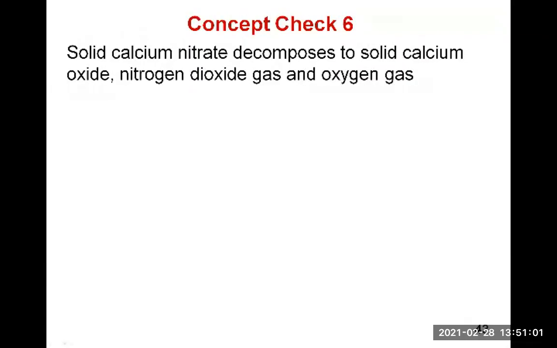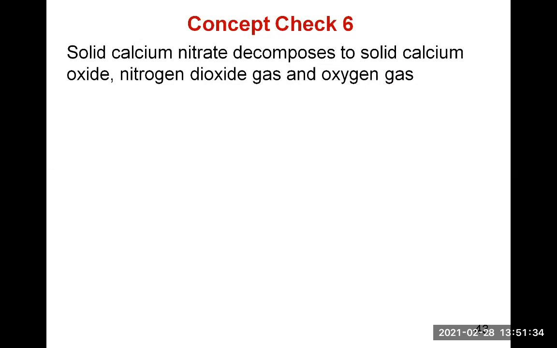Hello, so this is the sixth video of chapter 6, and it's on balancing equations with odd number of atoms. And that's the last concept check here, concept check 6. So the text says, solid calcium nitrate decomposes to solid calcium oxide, nitrogen dioxide gas, and oxygen gas. So let's write the formula of the reactant and the products.